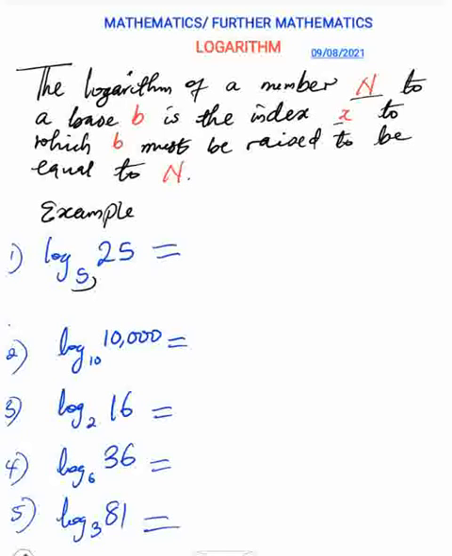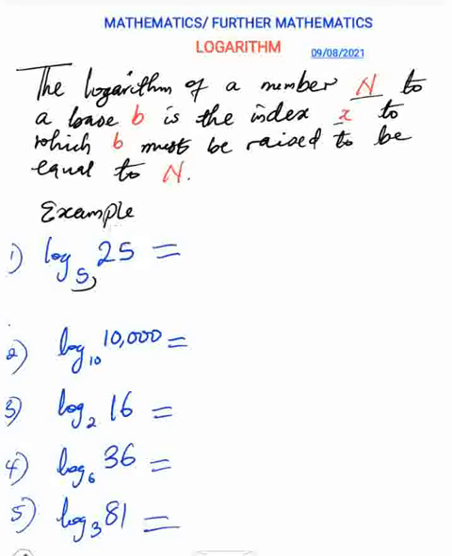So here, if we have, say, log 35 with base 2, for instance, the logarithm of 35 in this case is the index which 2 must be raised to be equal to 35. The index to which 2 must be raised to give 35. That is the logarithm of 35.